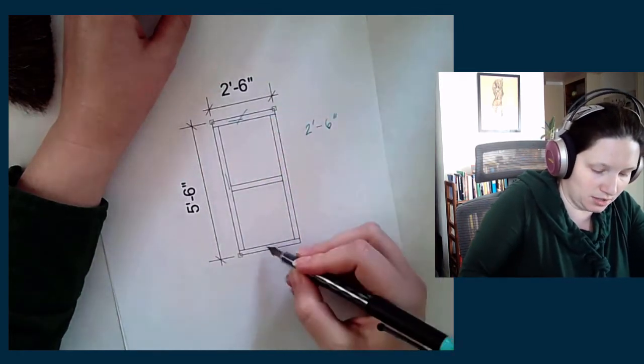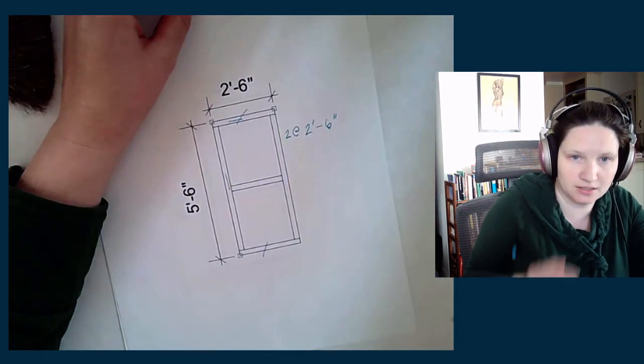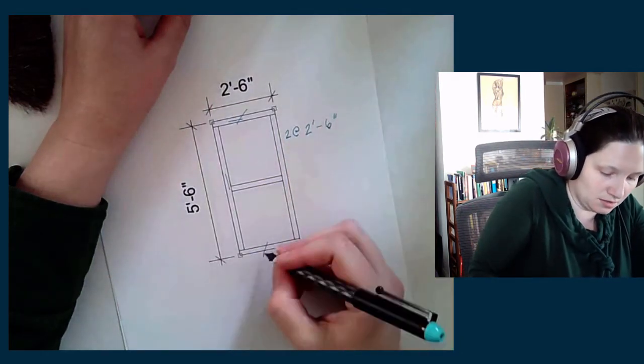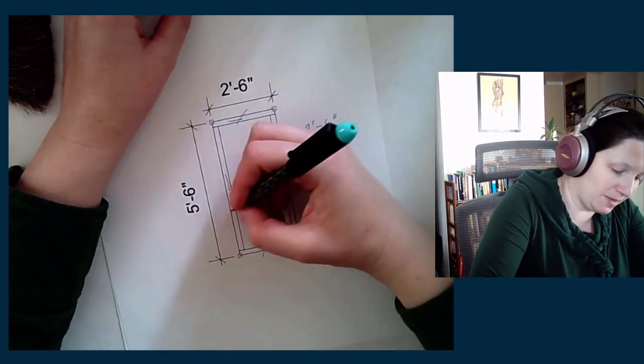And I have 2 of those at that length. So 2 at 2'6". Those are my rails. Okay. Then I have my stiles.